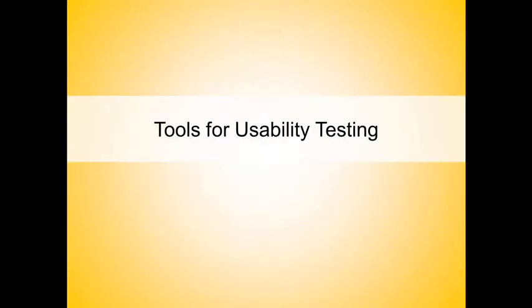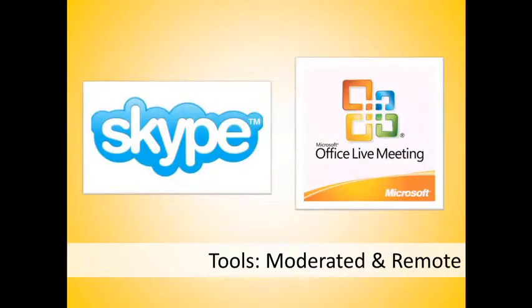Okay, so let's talk about some tools for usability testing, how you can do it. Like I said, we're going to go through some just real quickly. I've already talked about some of them. Let's say you want to do a moderated remote. You can use Skype or Live Meeting so you can walk through them and record it while you're actually there and don't have to be in the same physical location.